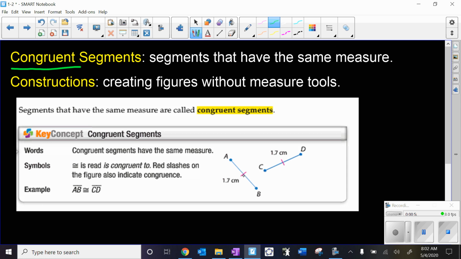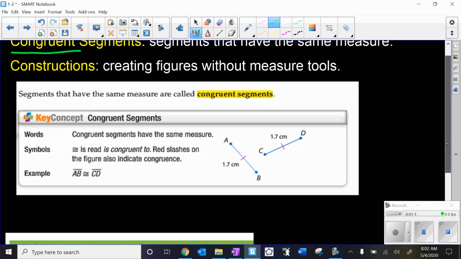Even if I have 2, sometimes you'll see that as well. If I have 2 little tick marks on here, those segments are still congruent. Same number of tick marks tell me that they're going to be congruent segments. We do have a symbol that goes with this. I'm going to blow it up.